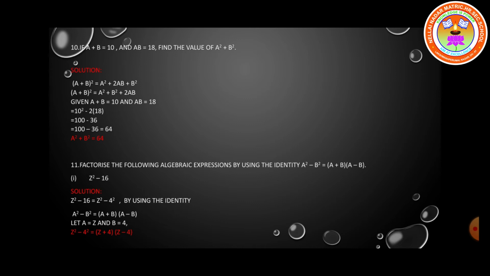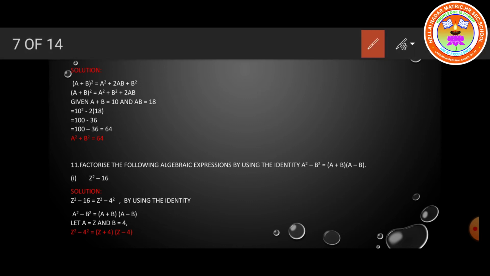(a plus b) the whole square is equal to a square plus b square plus 2ab. We know (a plus b) the whole square. a square plus b square is equal to what? You have to find out a square plus b square.